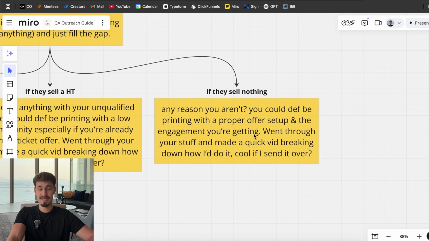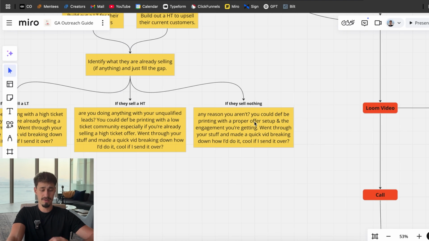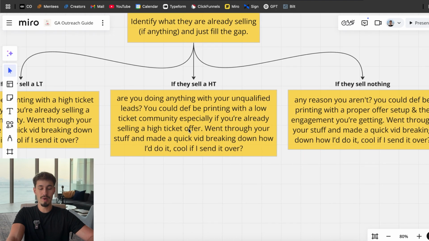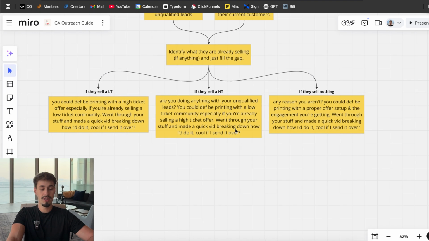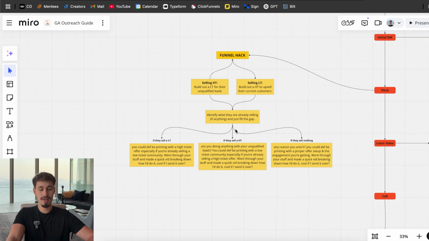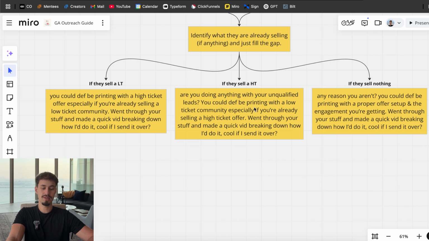And then of course, if they sell nothing, is there any reason you're not selling something? You could definitely be printing with a proper offer setup and the engagement you're getting. And then at the end, it's always the exact same thing. Went through your stuff and made a quick video breaking down how I do it. Cool if I send it over? So you're implying you already made the video, but you didn't. So this is literally it. You just send one of these 3 copy paste messages and this is the pitch, okay? And you're saying you made them a video, can you send it over?